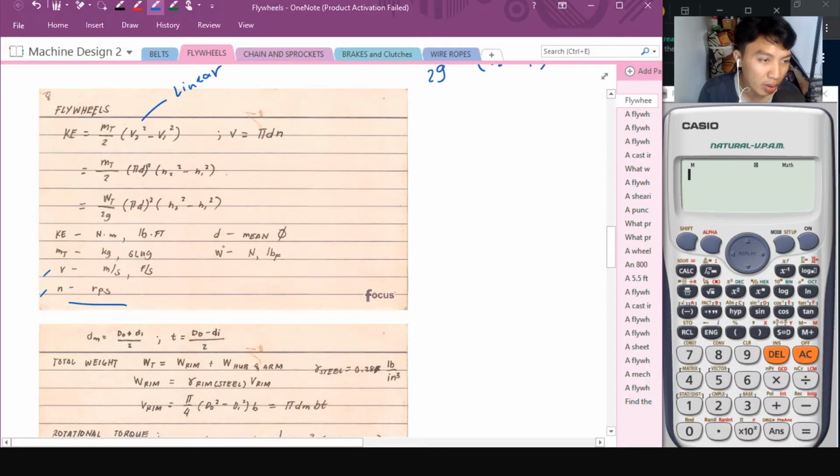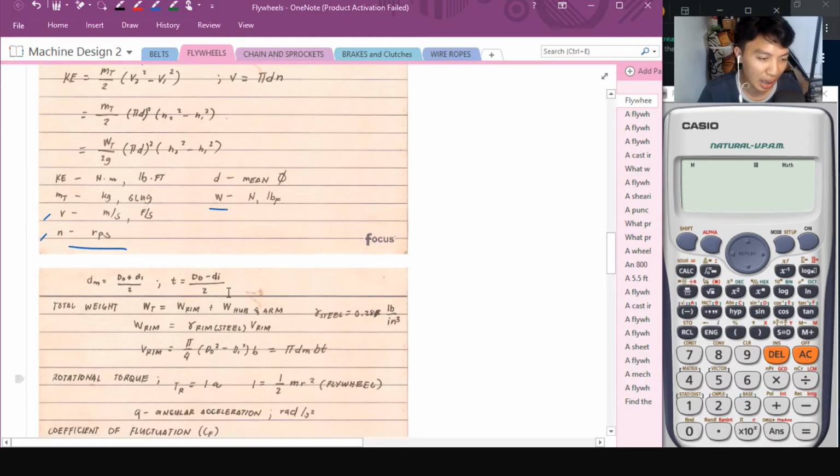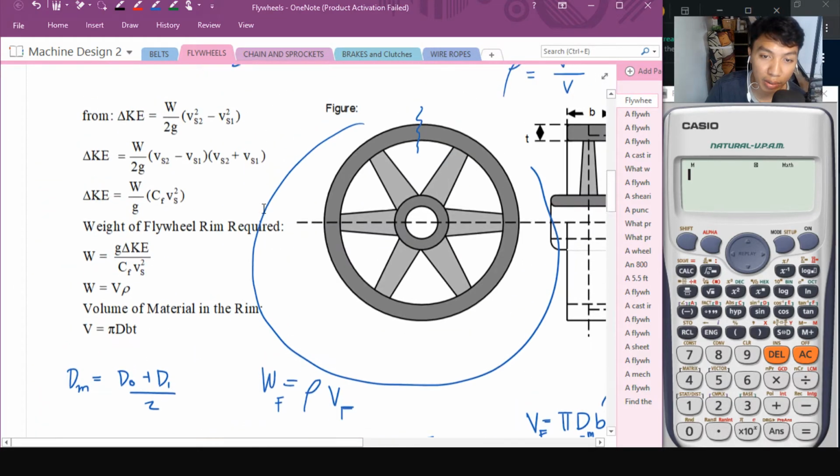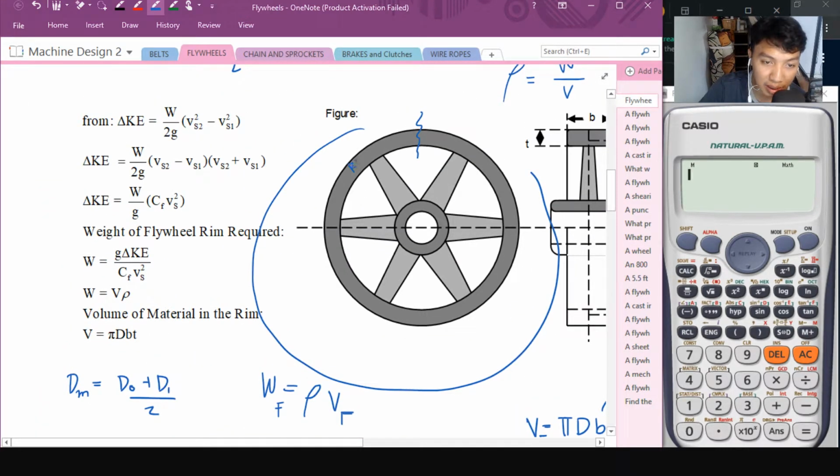Okay? Yung D dyan is the mean diameter. The weight is in Newton and then pound force. Okay. So, kapag binigyan ka naman ng weight of the rim, weight of the total weight of the flywheel, bibigay sa yung sa weight ng rim and then hub and arm. Andito yan. Yung rim mo, ito yung labas. Yung hub, arm. Yan yung parts niyan.